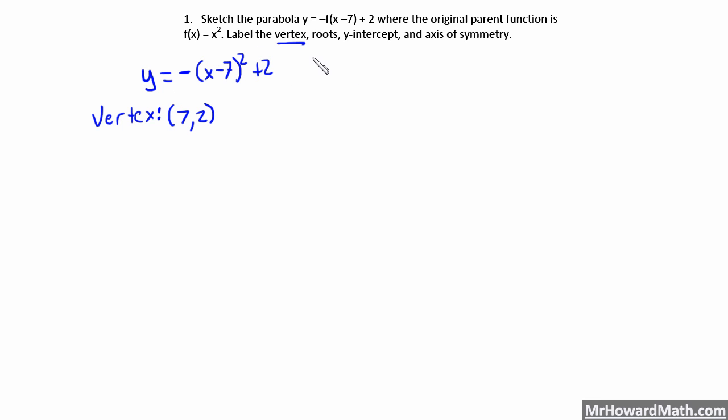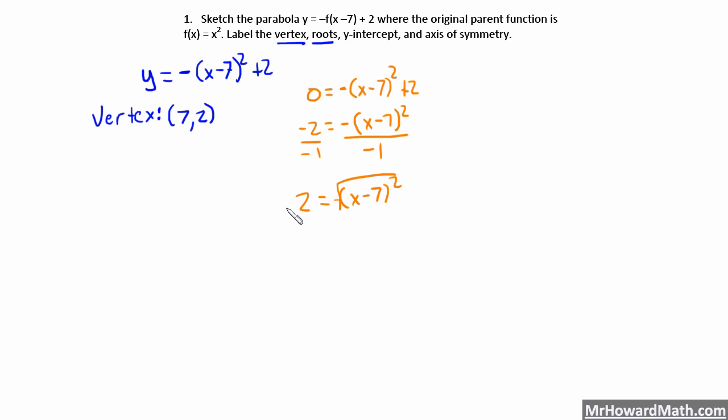You need to make sure you have memorized what these forms look like. Alright, so the roots, if we want to find the roots, we just set this thing right here equal to 0. So 0 equals negative x minus 7 squared plus 2. We subtract 2 from both sides and we get negative 2 equals negative x minus 7 all squared. We'll divide by negative 1 just to get rid of this negative, and negative 2 divided by negative 1 is positive 2 equals the quantity x minus 7 all squared.